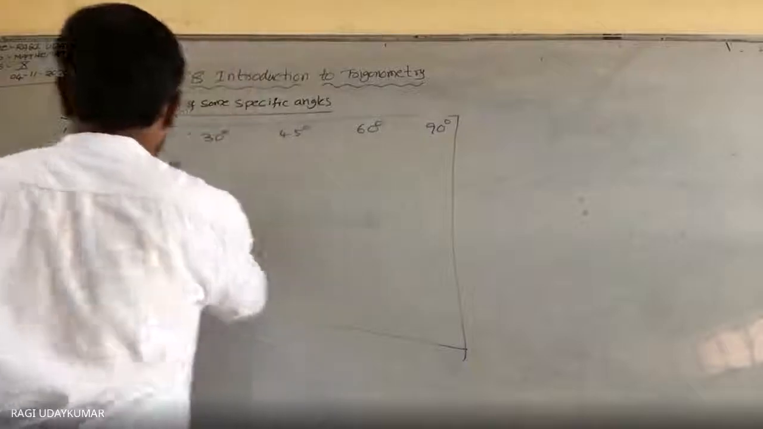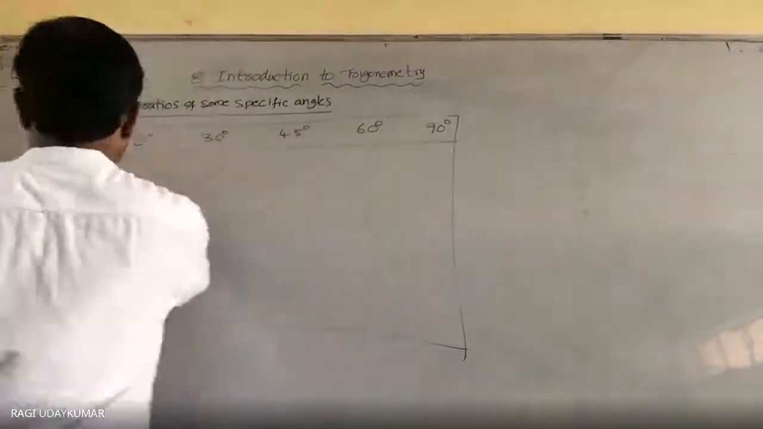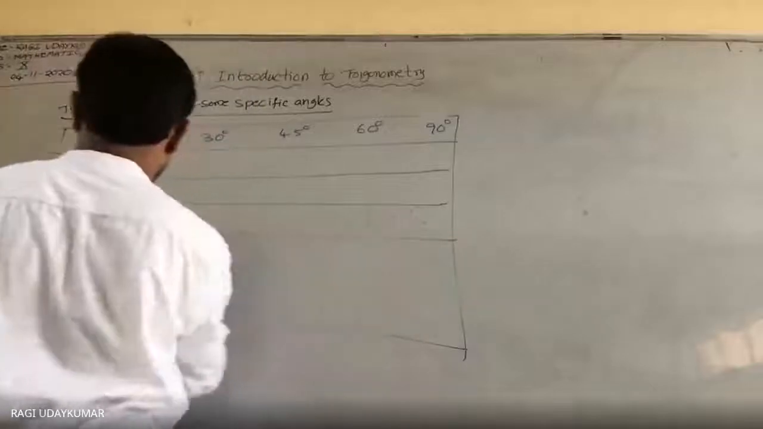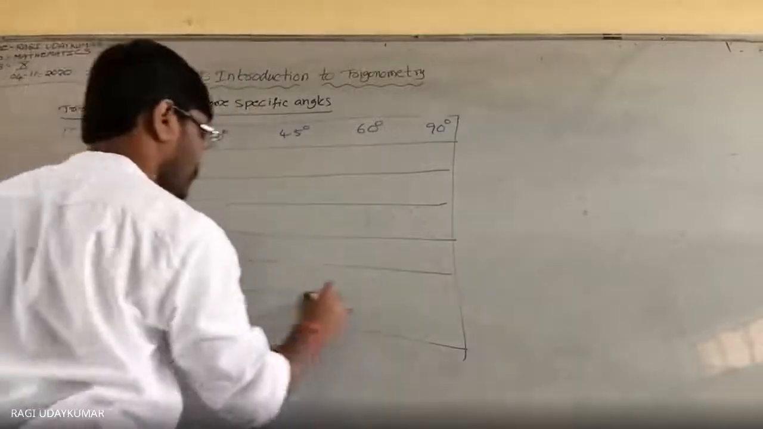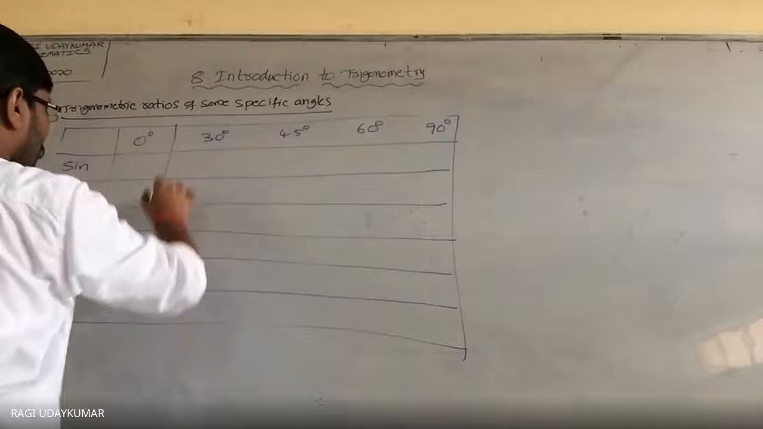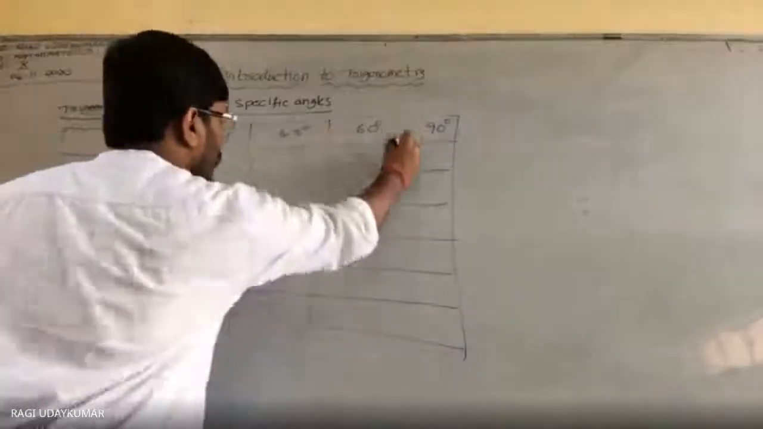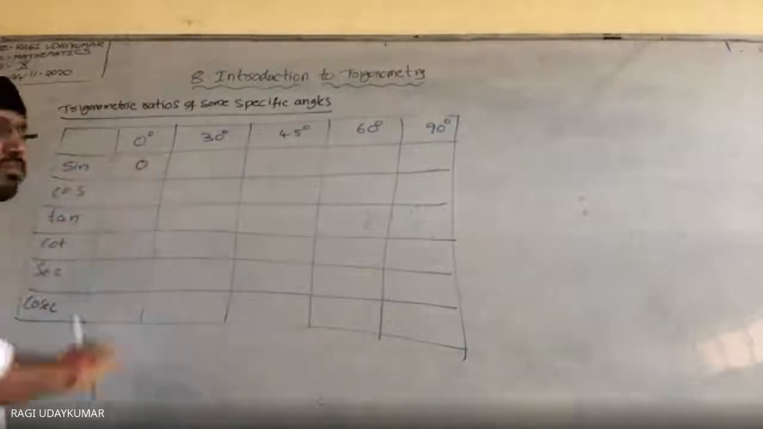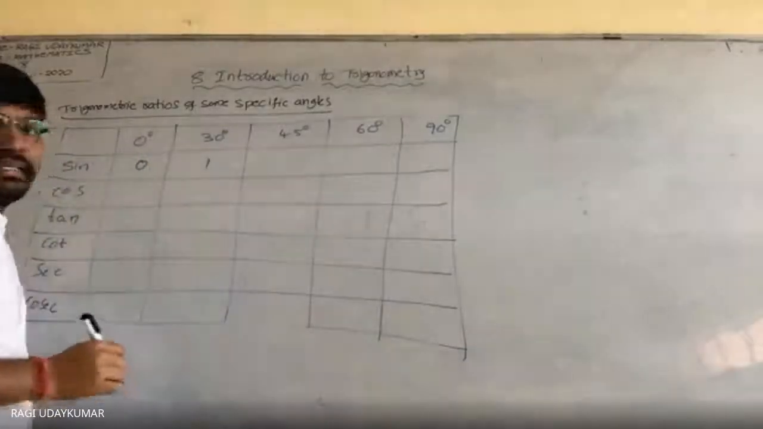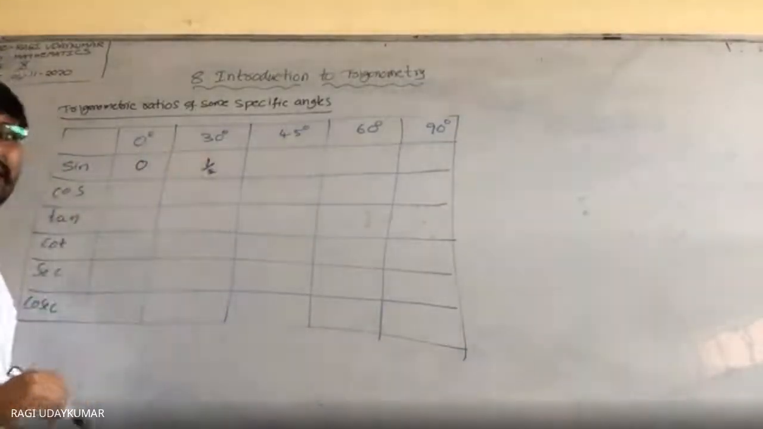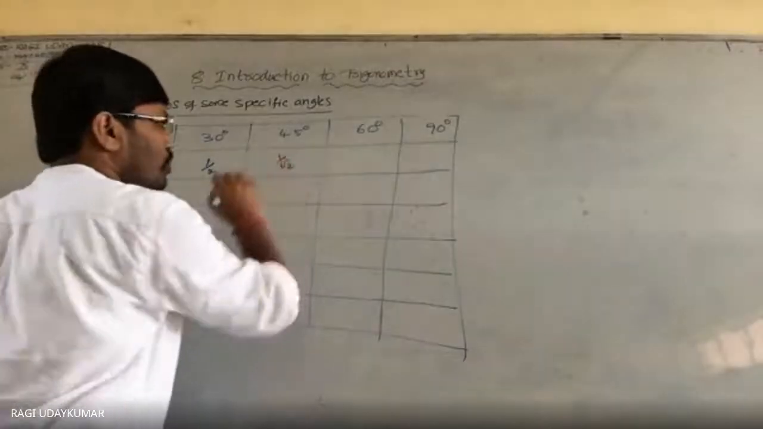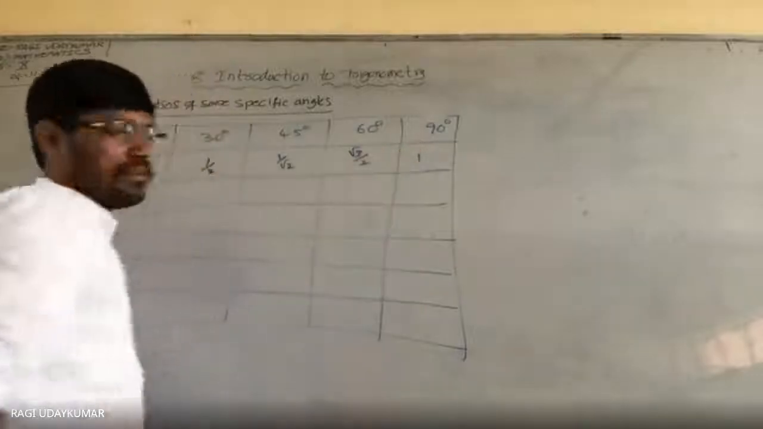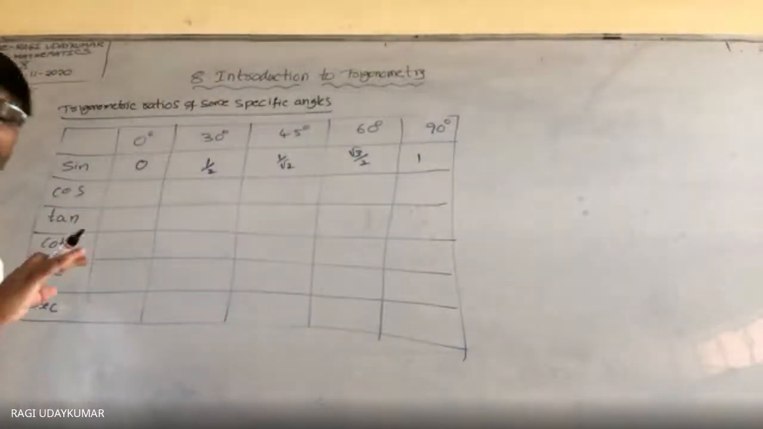Whatever we have proved, let us write in this table form. This is useful to you throughout your life, so everyone has to remember. So sin 0 degrees, what is it? 0. Sin 30 degrees? 1/2. Sin 45 degrees? 1/√2. Sin 60 degrees? √3/2. For remembering this, there is also a procedure.